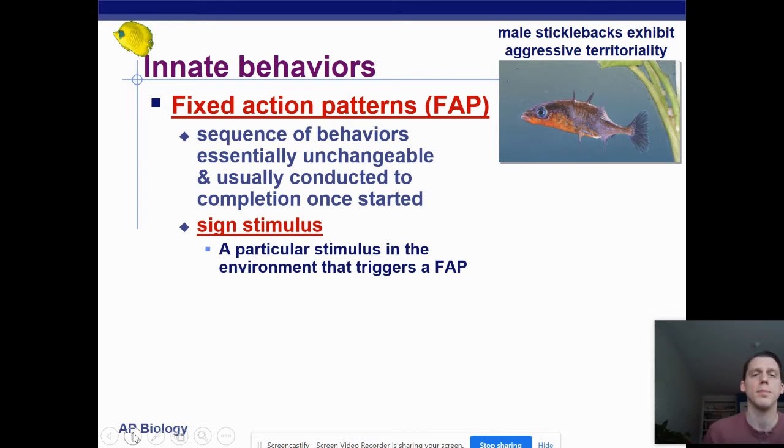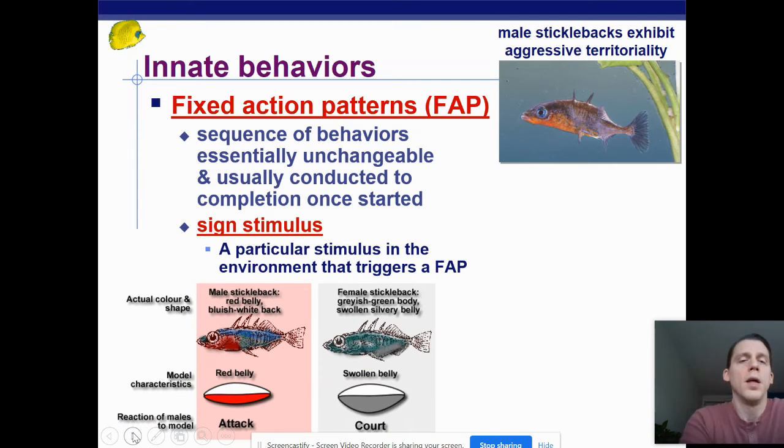Fixed action patterns can be triggered by a sign stimulus. So there could be a particular stimulus in the environment that triggers a fixed action pattern. One example is with an animal we've already studied, a stickleback. Male sticklebacks have a red belly. Female sticklebacks have a swollen silvery belly. So when other males see another stickleback, if the belly is red, they attack. If the belly is silver, they do not attack.